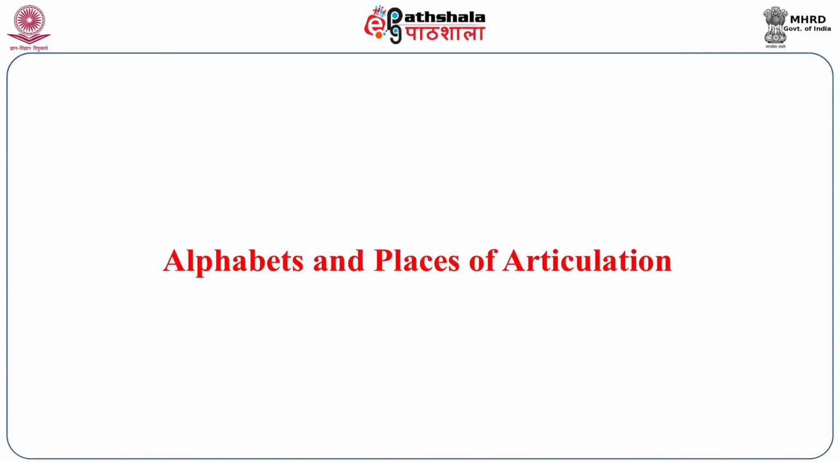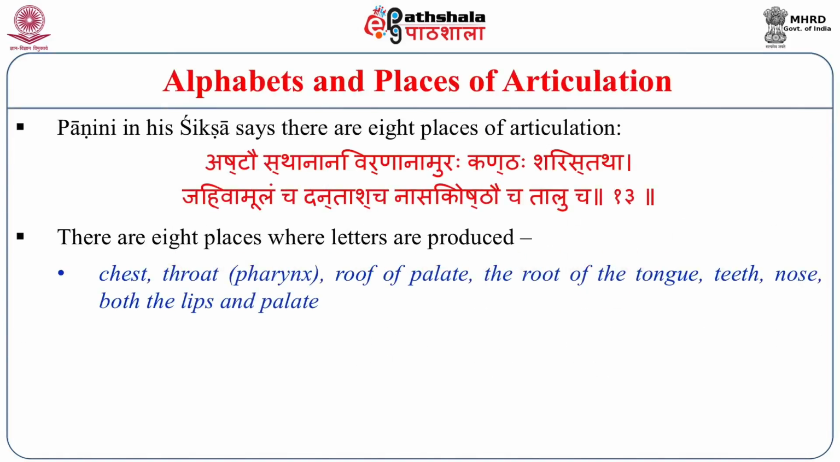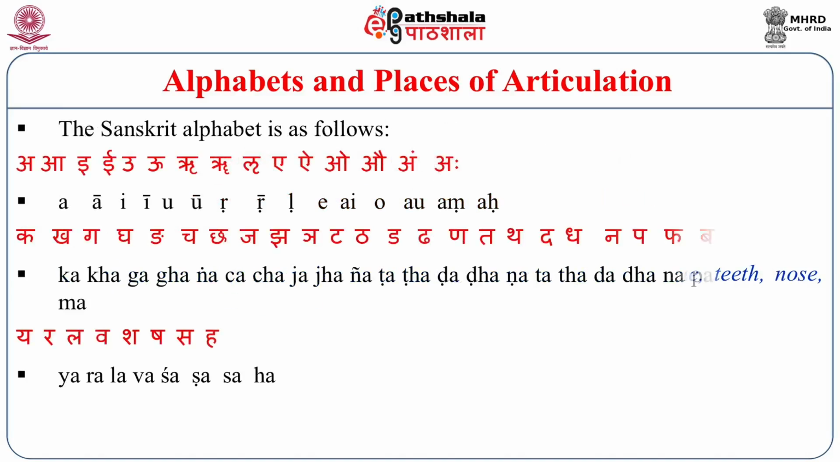Alphabets and places of articulation. Panini in his Siksha says there are 8 places of articulation. Ashtau sthanani varnanam urah kanthasthatha jihva mulancha dantascha nasikoshthau cha talu cha. There are 8 places where letters are produced: chest, throat or pharynx, roof of palate, the root of the tongue, teeth, nose, both the lips and palate.